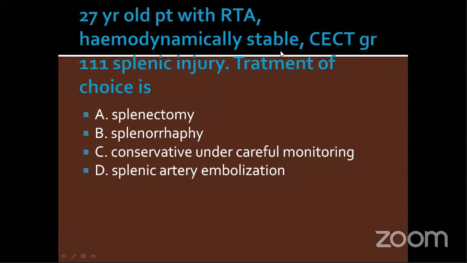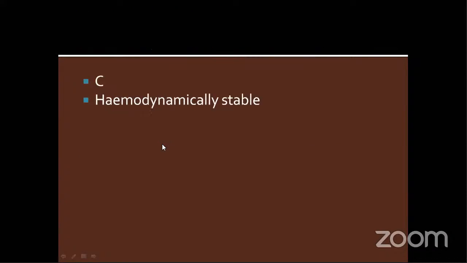Hemodynamically stable. So this sentence usually goes in favor of conservative management. Suppose they add some other statement like the patient has recently deteriorated. In that condition, you can take the option as either splenic artery embolization or even splenectomy. So in a young subject with grade 3 injury, hemodynamically stable, you can go for conservative management.